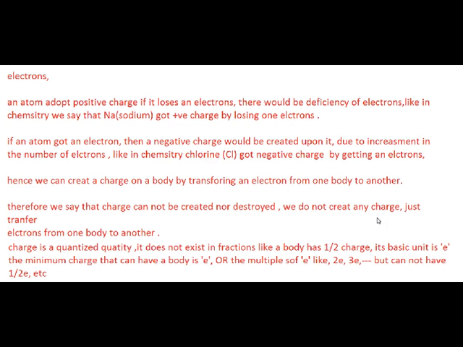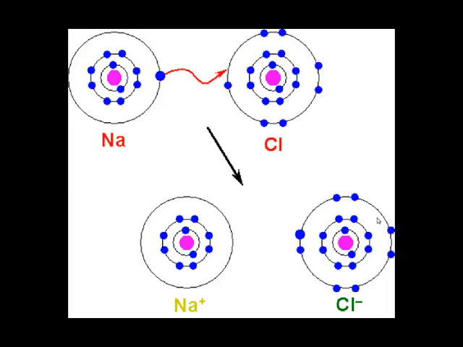Now, an atom adopts positive charge if it loses an electron, and there would be a deficiency of electrons. Like in chemistry, we discussed that sodium got positive charge by losing one electron. If an atom gets an electron, then a negative charge would be created on it due to the increase in the number of electrons. Like in chemistry, chlorine got negative charge by getting an electron.